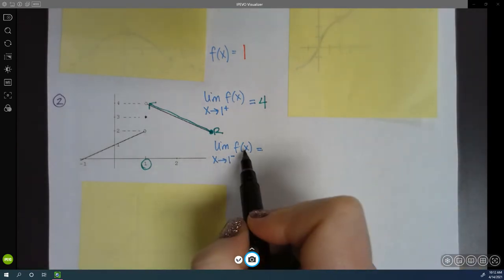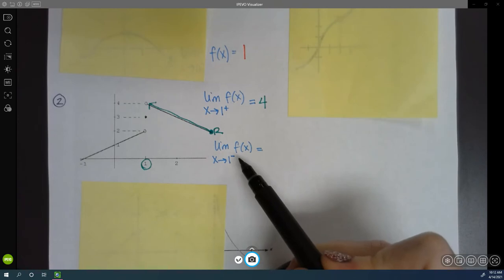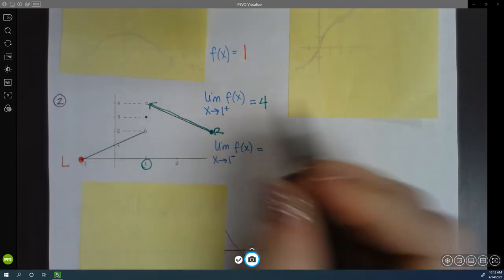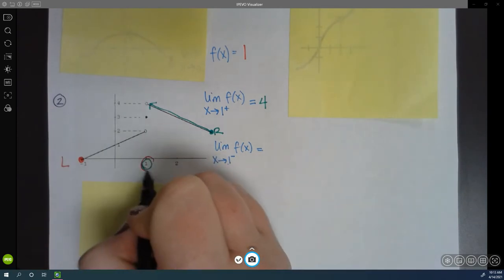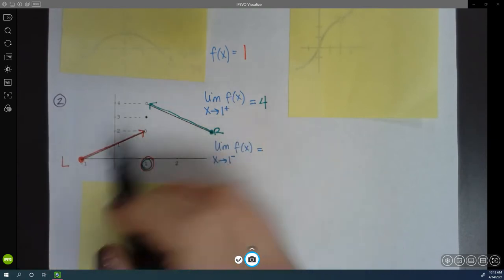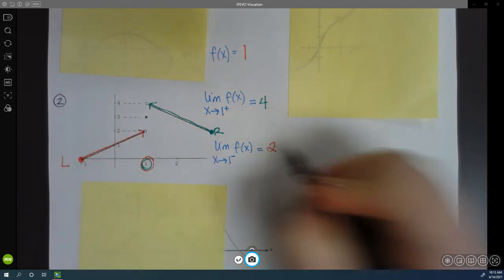The limit of the function coming from the left side because I see a negative in the exponent. So here I am, the far left, jumping on the function. And I'm going to go all the way until x gets to 1. So follow there from the left and stop, and I'm getting closer and closer and closer to 2 on the y-axis. The answer is 2.